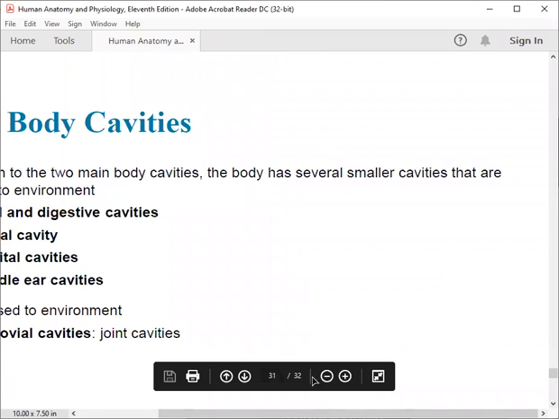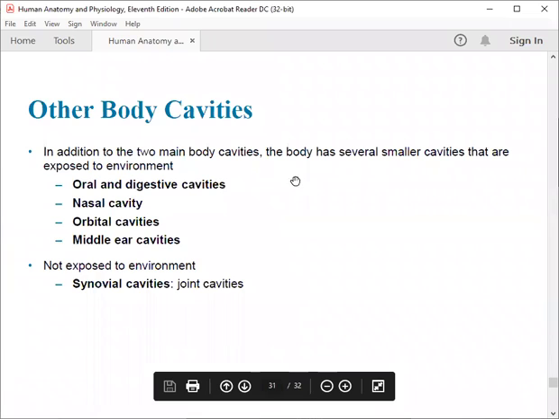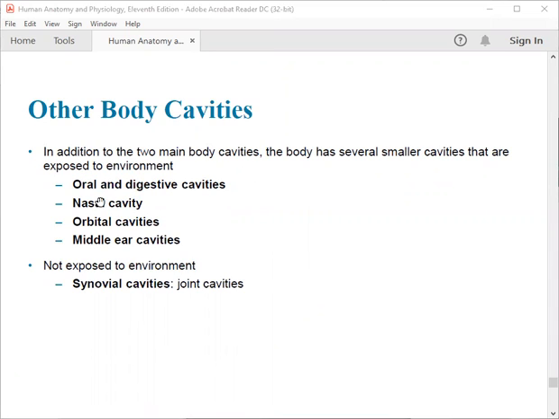All right, I didn't zoom out far enough here. Let me go here. And then some other body cavities include your oral and digestive cavities, which is, of course, your mouth, your nasal cavity, which is going to be in your nose, your orbital cavities, where your eyeball sockets are, is an example of that. And then your middle ear cavities, of course, your ear.